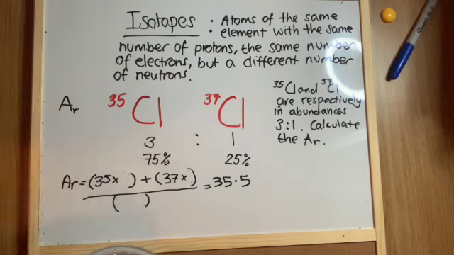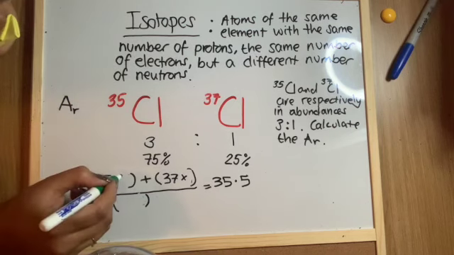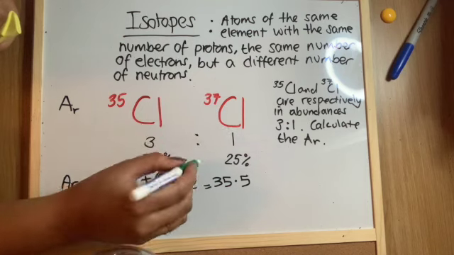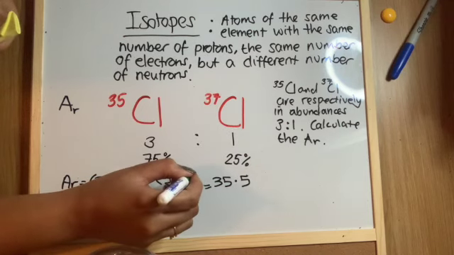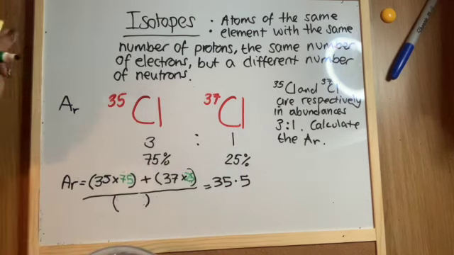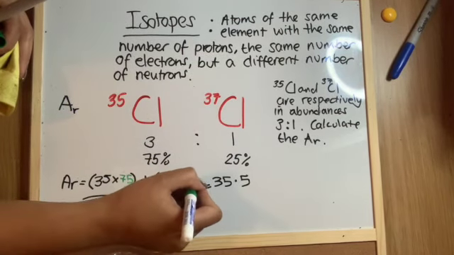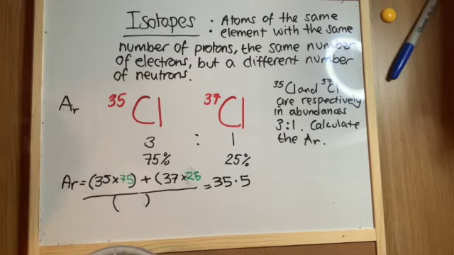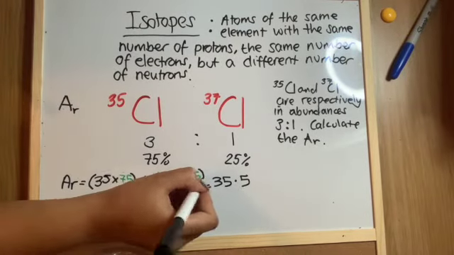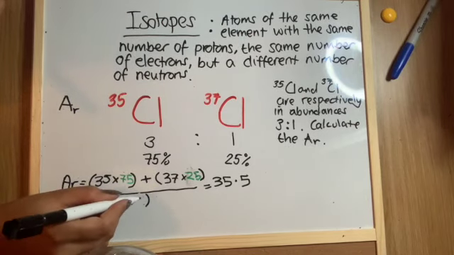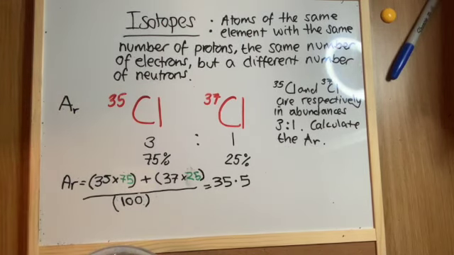So here you would have 75% here, and here you would have 25%. Oh, that's not writing properly. Let's try this. So it'd be times 25% there. And then if we've got 75% and 25% altogether, that's 100%. So then it'll be out of 100% there. And you would still get the same answer. It wouldn't work out any differently at all.